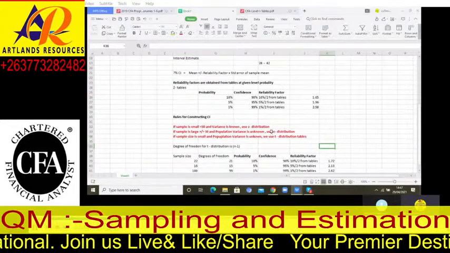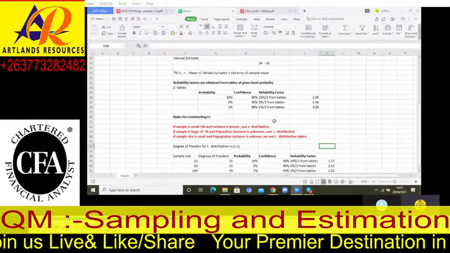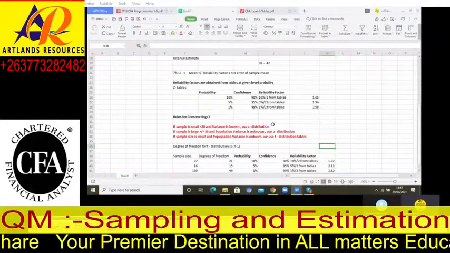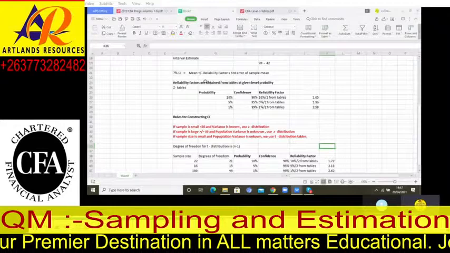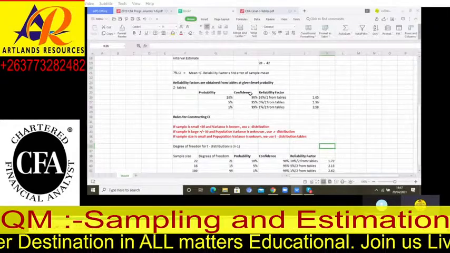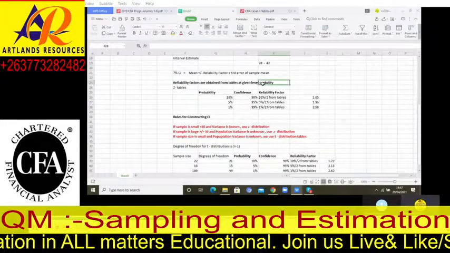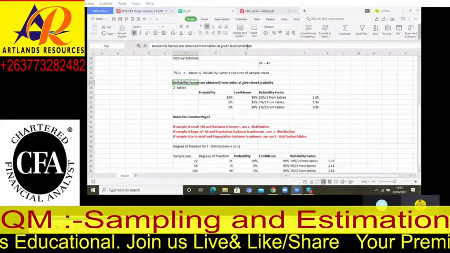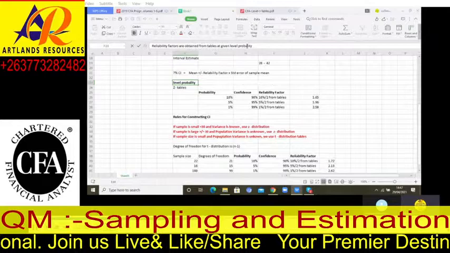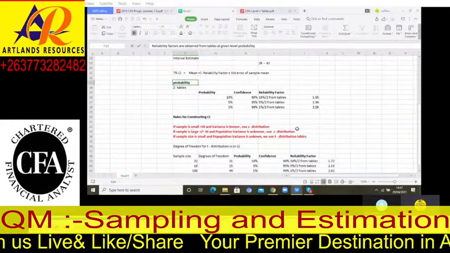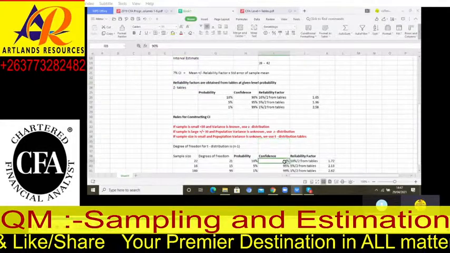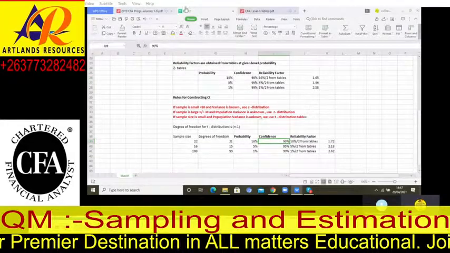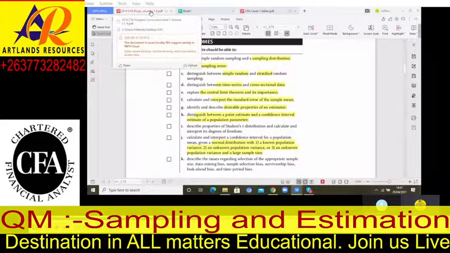Where I'm saying use Z, use T, I'm saying reliability factors: get them from Z tables, get them from T tables. Reliability factors are obtained from tables, as I told you, at a given level of probability. So depending on whether the population variance is known, or the sample size is small or large, etc., it gives us a clue on which table to use. I have put this here so that when we are doing questions, it will be quick.